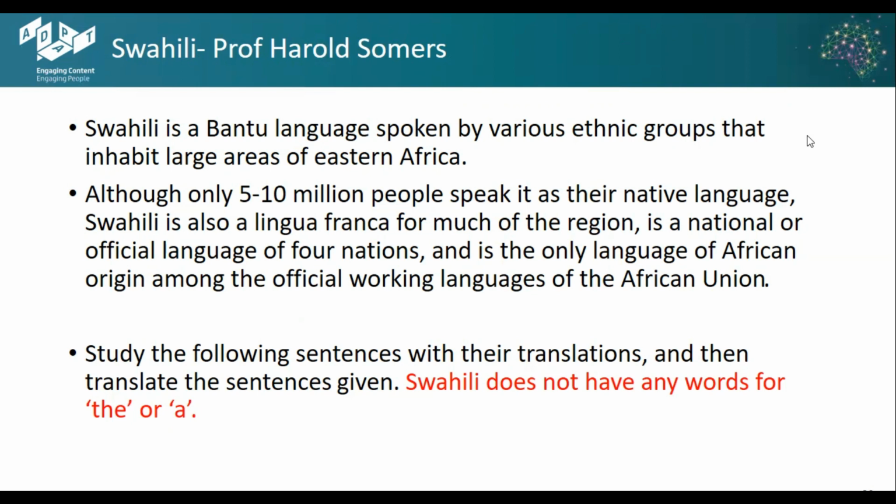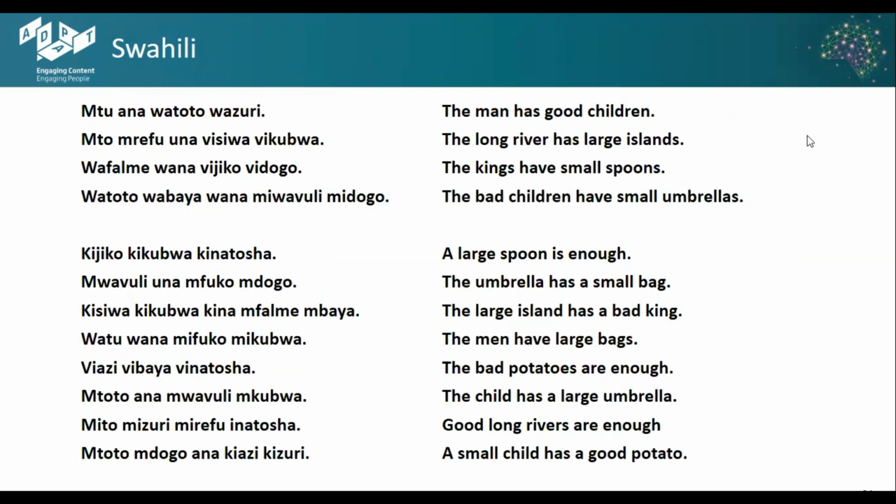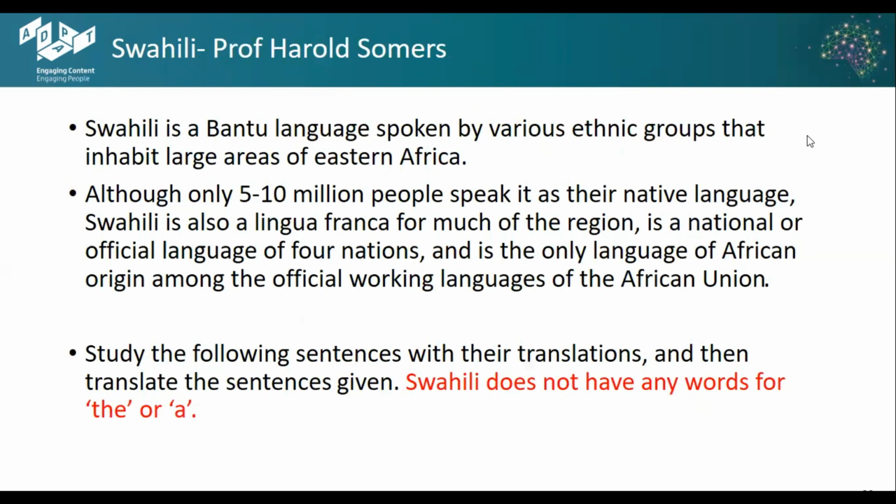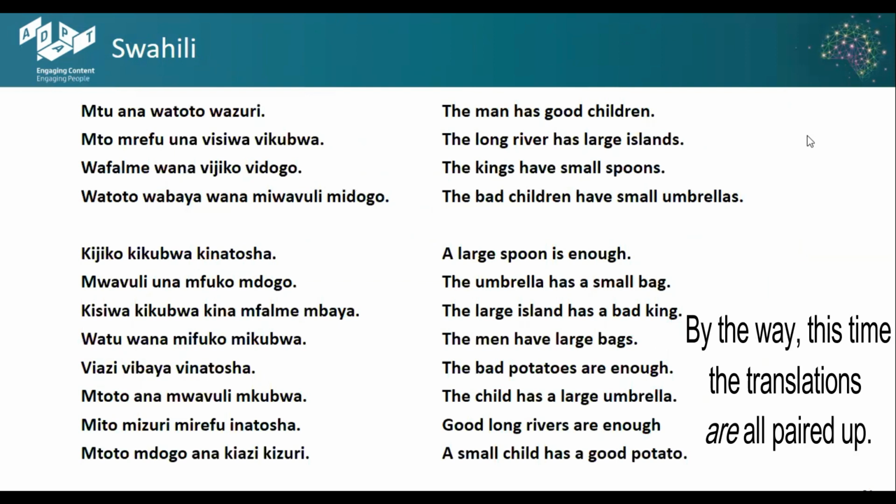So the task here is to study the following sentences with their translations and then translate the sentences given. Again, a very typical AILO problem. So Swahili does not have any words for the or a. So it tells you that, okay? So definitely note that down. So this is what you're given. You're given your Swahili on the left, and you're given some English on the right. You're given your direct translations in this one.